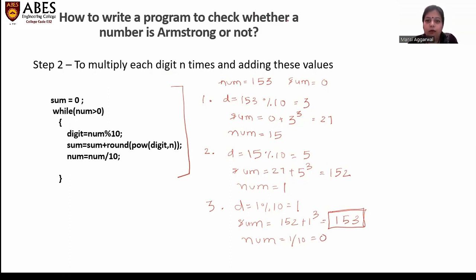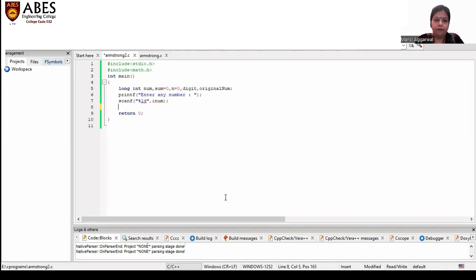Let us now try to understand this with the help of the code in the code blocks. So as we can see, these are the variables. Num is the original variable in which we have to take the input. Sum is to calculate the sum of individual digits. N is to calculate the number of digits. Digit is to fetch the individual digit from the number.